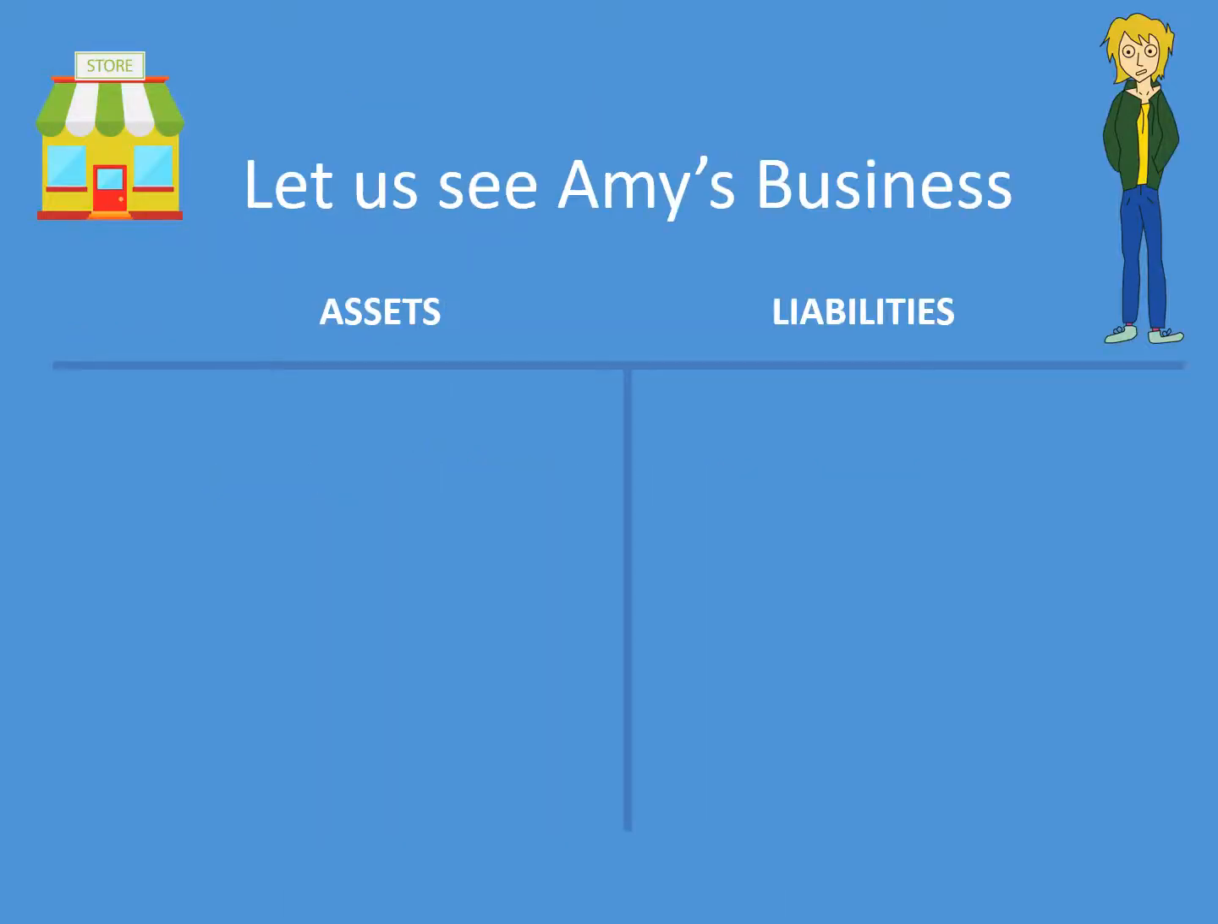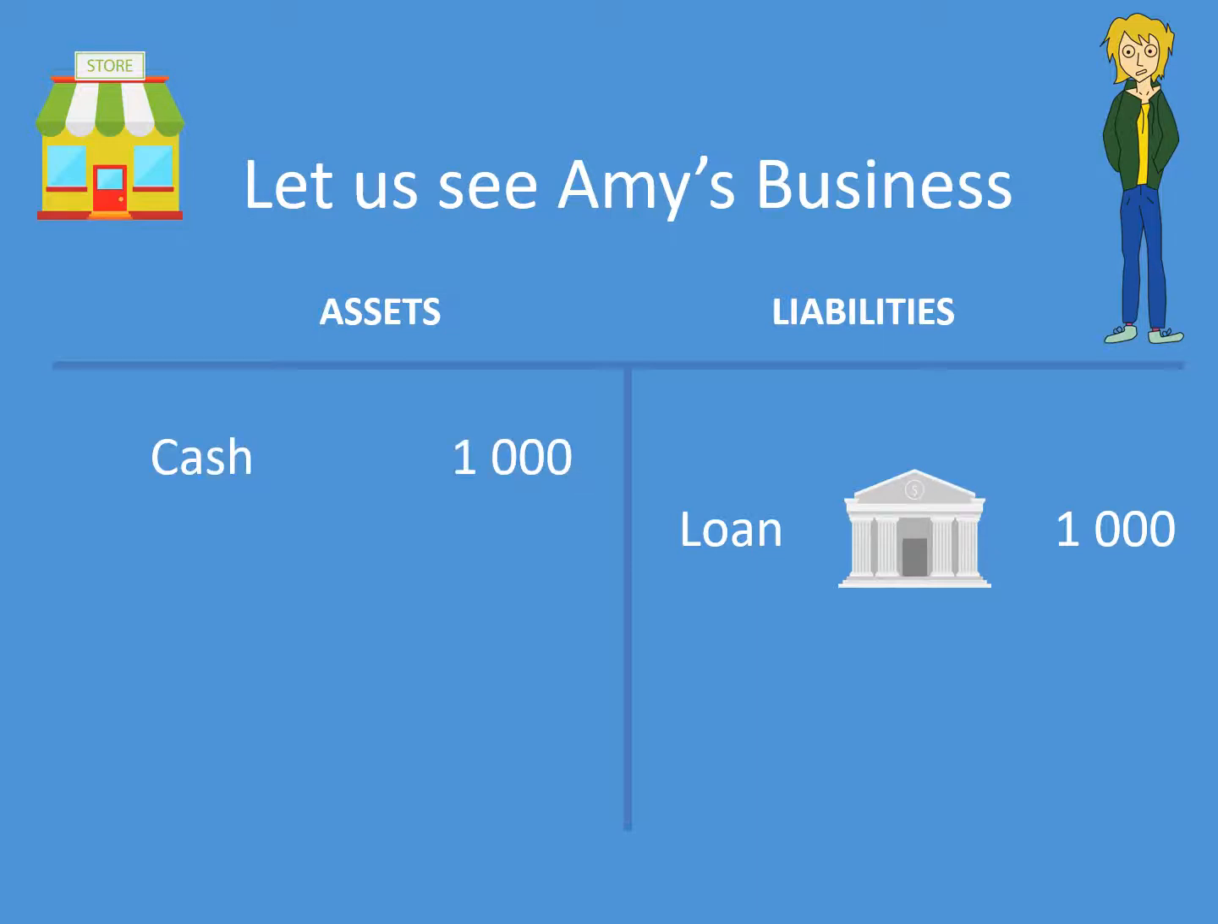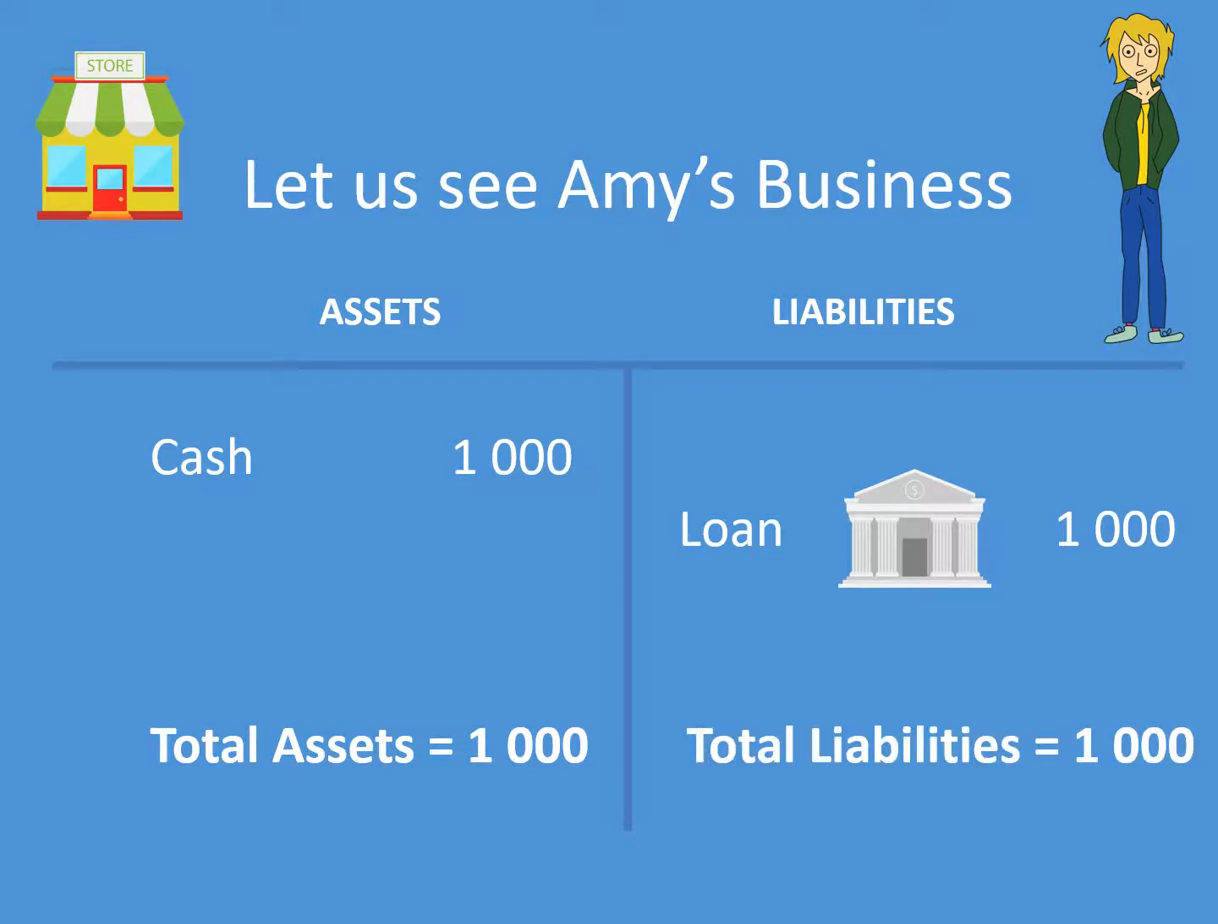Now let us look at Amy's business. She is starting a new business. She goes to the bank and gets a loan. On the balance sheet, this loan is a liability as it has to be repaid to the bank. The cash received from the bank is an asset. Thus, the balance sheet is balanced.